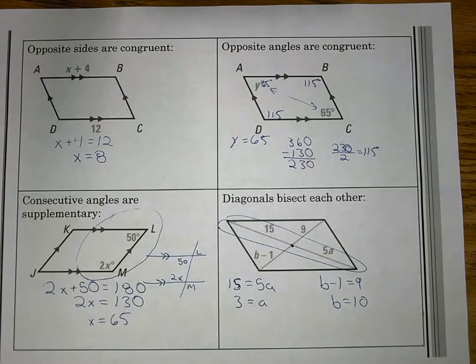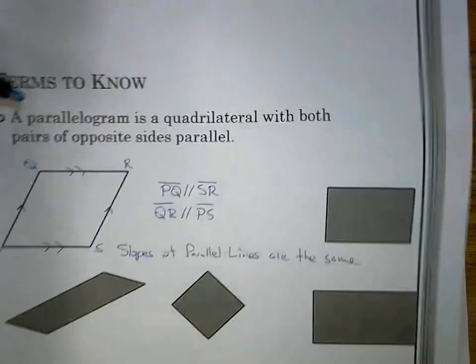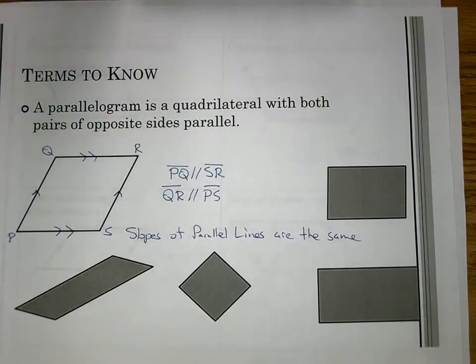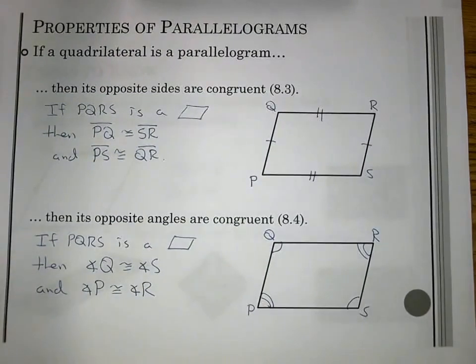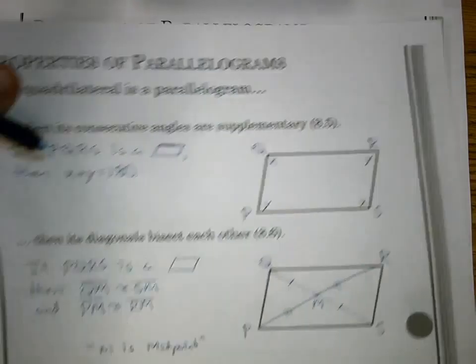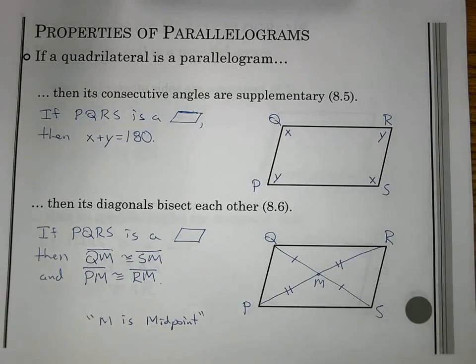Remember your 5 properties. 5 properties for a parallelogram. Your first one is opposite sides are parallel. Your next one is opposite sides are congruent. Then opposite angles are congruent. Then consecutive angles are supplementary. And last, diagonals bisect each other. You got to remember those 5 and then how you apply them to the problem.